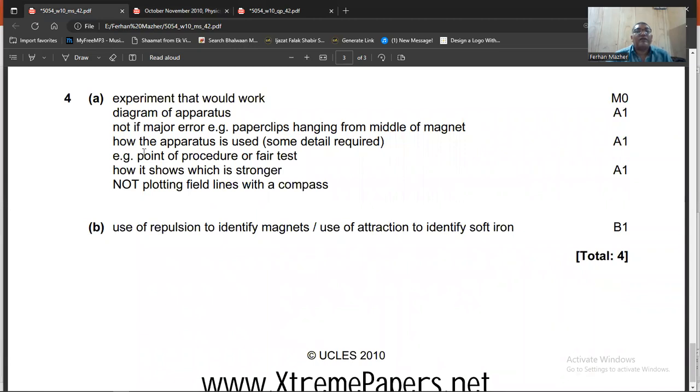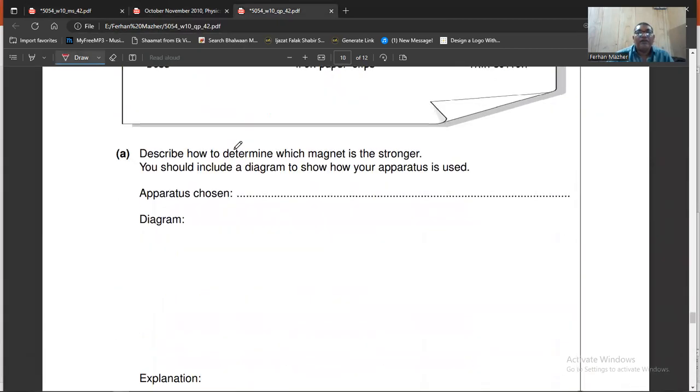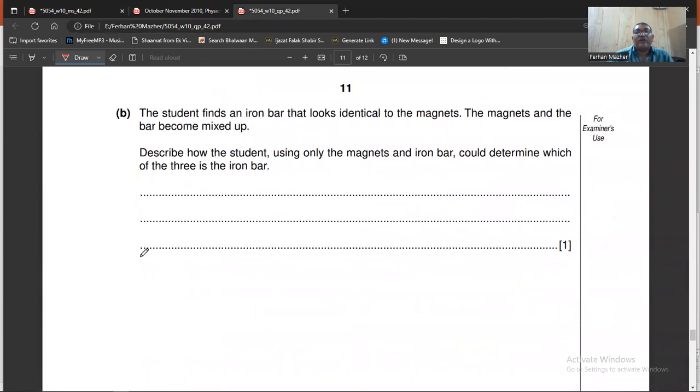Experiment that would work, diagram of apparatus. So you can read this. I have already done this, so you can pause the video, take this and read this. Okay, then the next question is a 1-mark question.